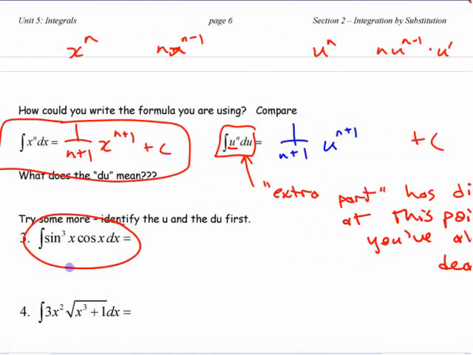So try some of these. It really helps to identify this first, even for those of you that think you want to do it all at once.